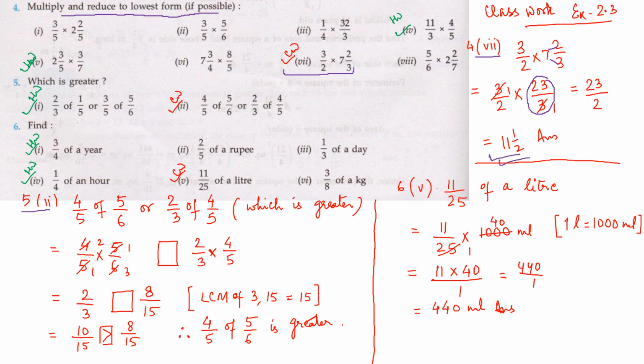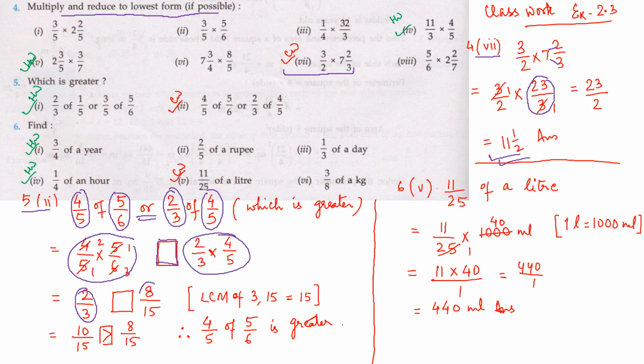Question number 5. 4 by 5 of 5 by 6, which one is greater, or 2 by 3 of 4 by 5? So we will solve them. I have made a box in between them so that we can show which one is greater and which one is smaller. On solving the first part, we get the answer as 2 by 3, and on solving the second part, we get the answer as 8 by 15. Now you can see here they are not like.